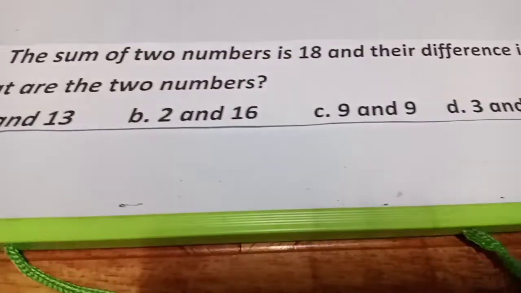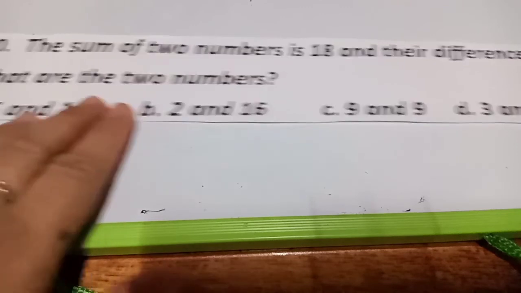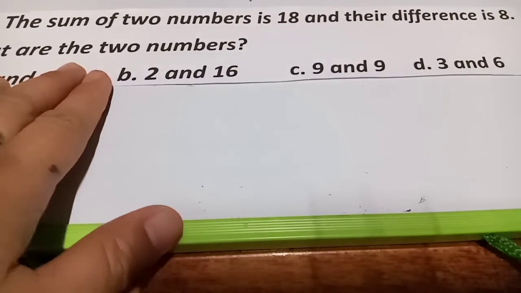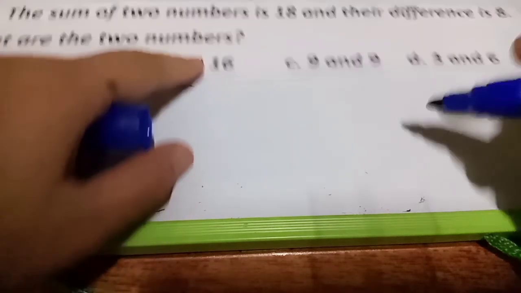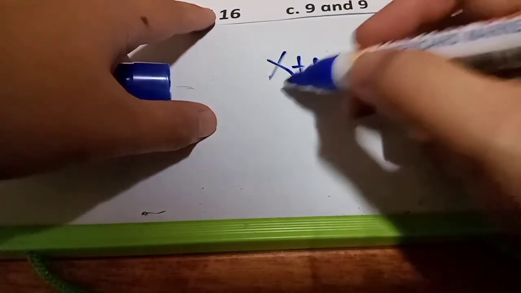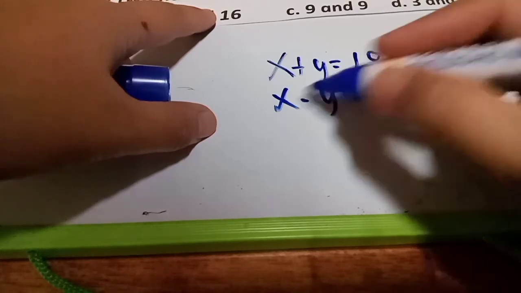This is the last question. The sum of two numbers is 18 and their difference is 8. What are the two numbers? So if they will add, it will become 18. If they will subtract, it will become 8. So x plus y is equal to 18. x minus y is equal to 8.